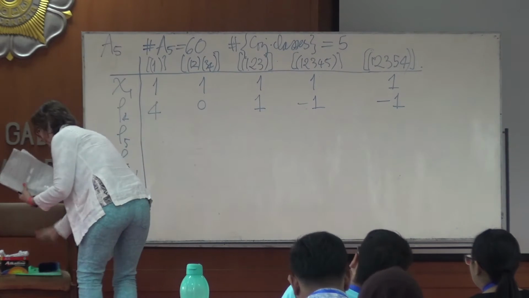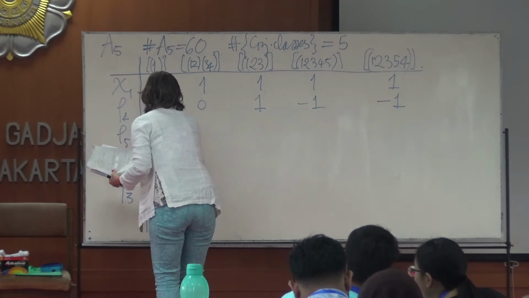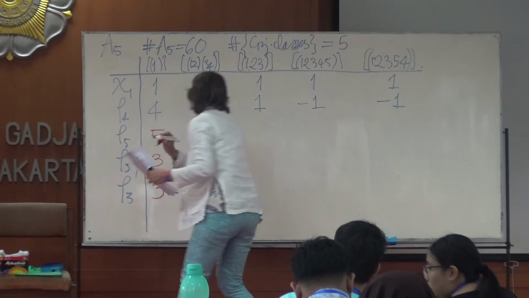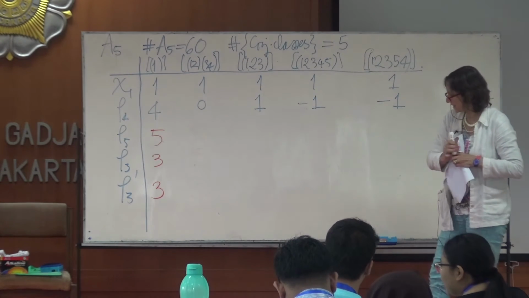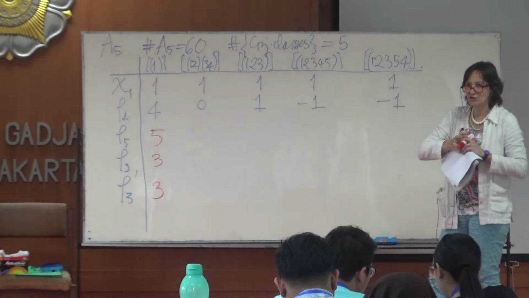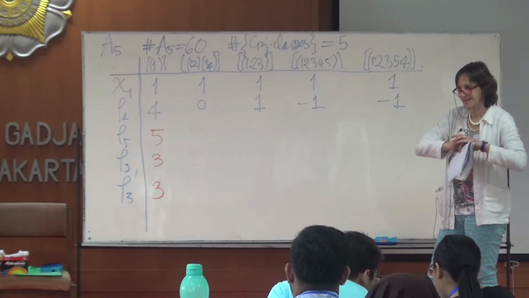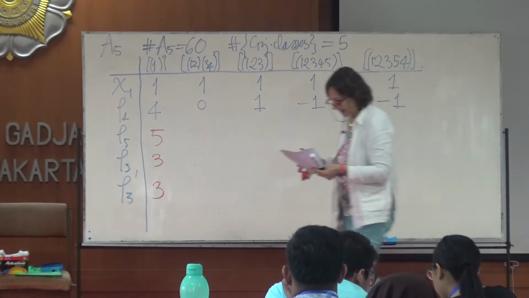Okay, so we have 5, 3, and 3. At least we have cleared what the dimensions of the remaining representations should be.